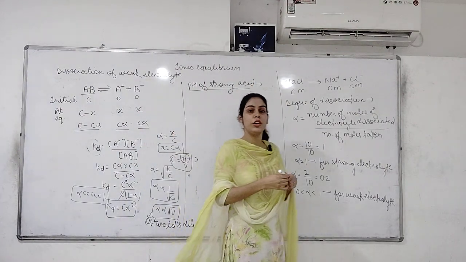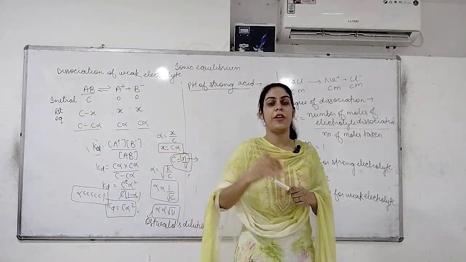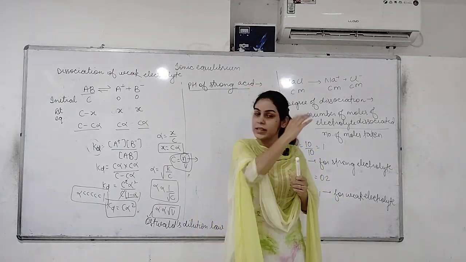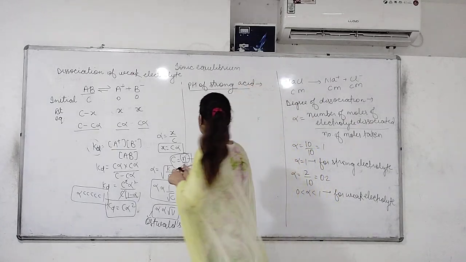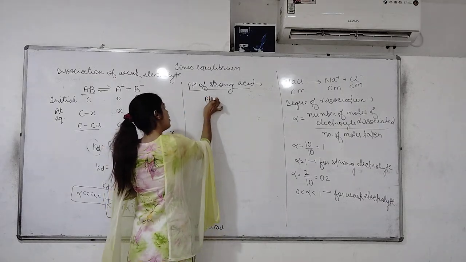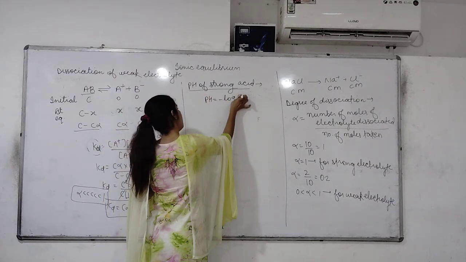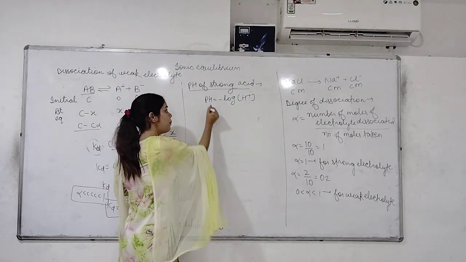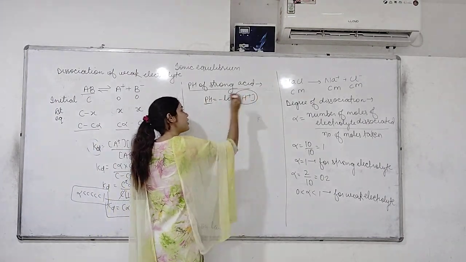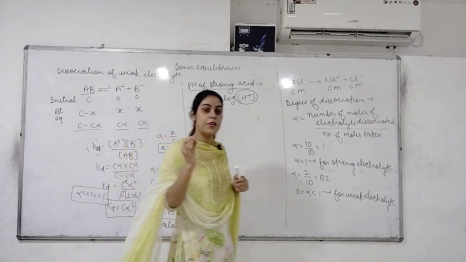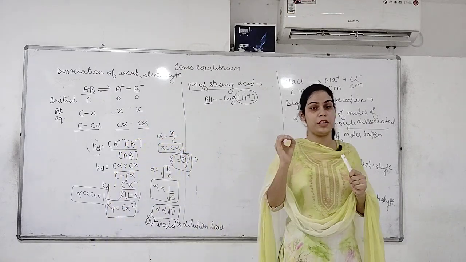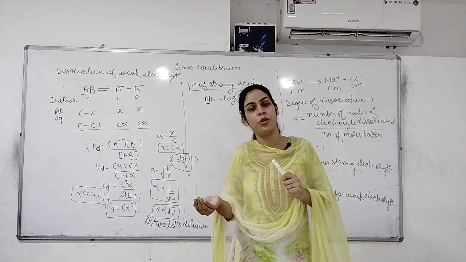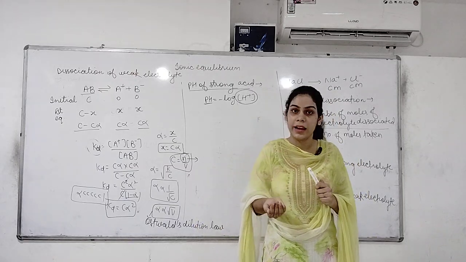I have already told you pH is negative logarithm of H positive. It tells us about how many H positive ions are present in the solution. pH is equal minus log of H positive. As you all may see, pH is inversely proportional to H positive ion concentration. If a solution contains high amount of H positive, its pH will be low, and if a solution contains low amount of H positive, its pH will be high.